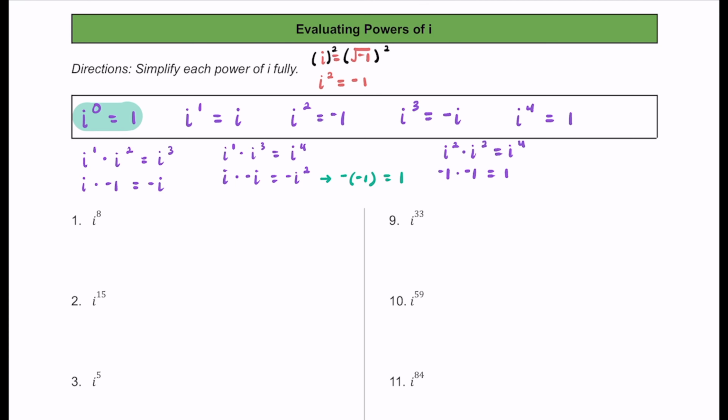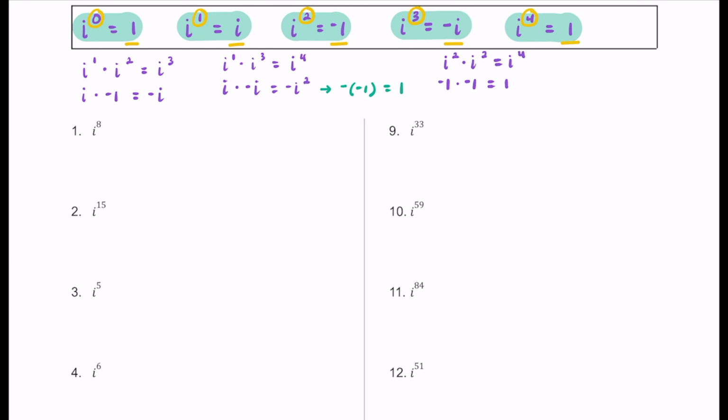If we know that i to the 0th power is equal to 1, i to the 1st power is equal to i, i to the 2nd power is equal to -1, i cubed equals -i, and i to the 4th power is equal to 1, we can go ahead and evaluate any power of i a lot easier. So for number 1, we have i to the 8th power, and you want to remember your rules of exponents. You can really break this down into i to the 4th power times i to the 4th power, right? And you can add those two 4s to get 8. Now i to the 4th power is equal to 1, and so we have 1 times 1, and so this whole thing is really just equal to 1.